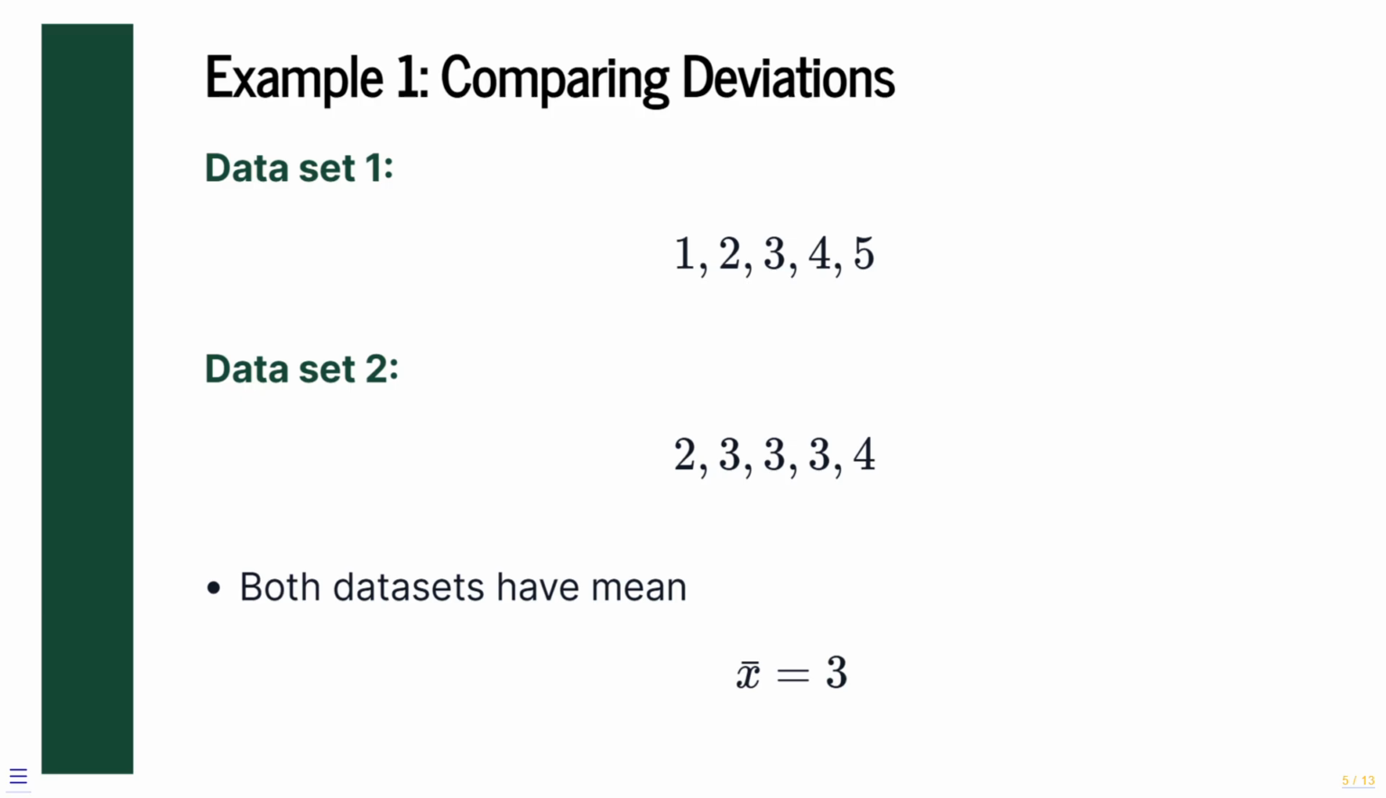Consider two data sets. Data set 1 has the values 1, 2, 3, 4, and 5. Data set 2 has the values 2, 3, 3, 3, and 4. Both data sets have the same mean, that is x bar equal to 3. Despite sharing the same center, their spreads differ noticeably.